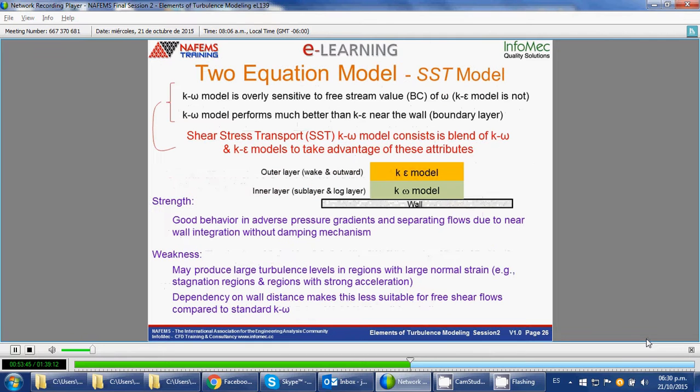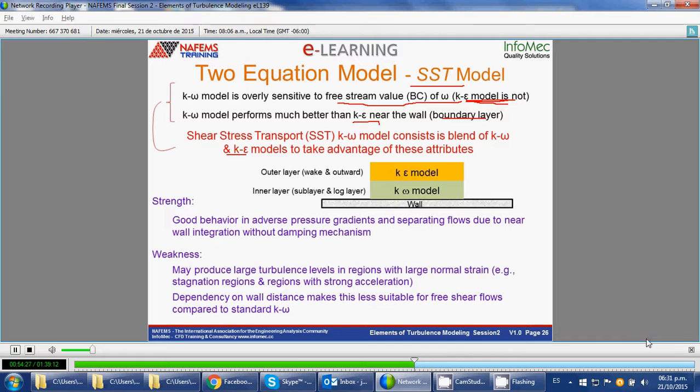So the SST model, the shear stress transport model by Mentor. K omega, as I said, is overly sensitive to free stream values or boundary conditions of omega. K epsilon is not. K omega performs much better than K epsilon near the wall in the boundary layer, which was the handicap with K epsilon. So you mix these two, you come up with the shear stress transport. It's a blend of K omega and K epsilon. It takes advantage of both of them.